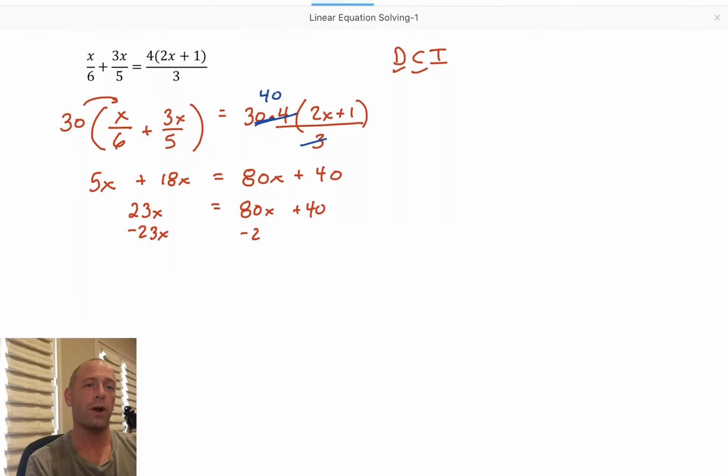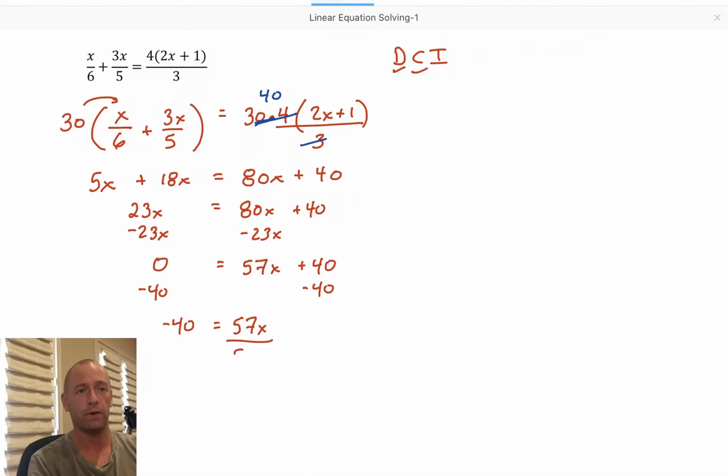So next, I'm going to subtract away 23x's from each side to maintain equality. Leaves me with 0 equals 57x plus 40. We want to isolate the variable term by getting rid of that add 40. We do that by subtracting 40. Negative 40 equals 57x. And now to isolate the variable, we'll divide by 57. And I'm trying to think, does that simplify? I don't think it does. So our answer is negative 40 57ths. It's not the prettiest number, but, you know, that's just the way these go sometimes.